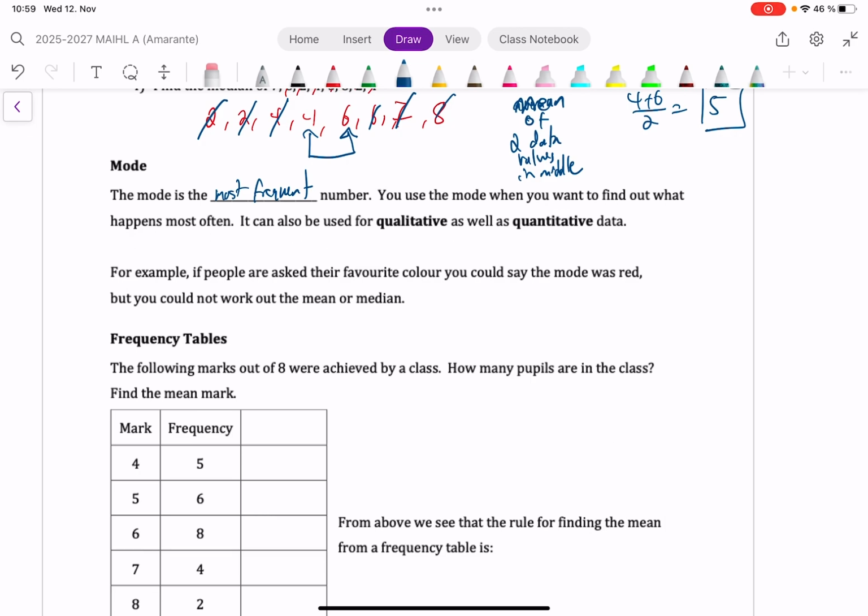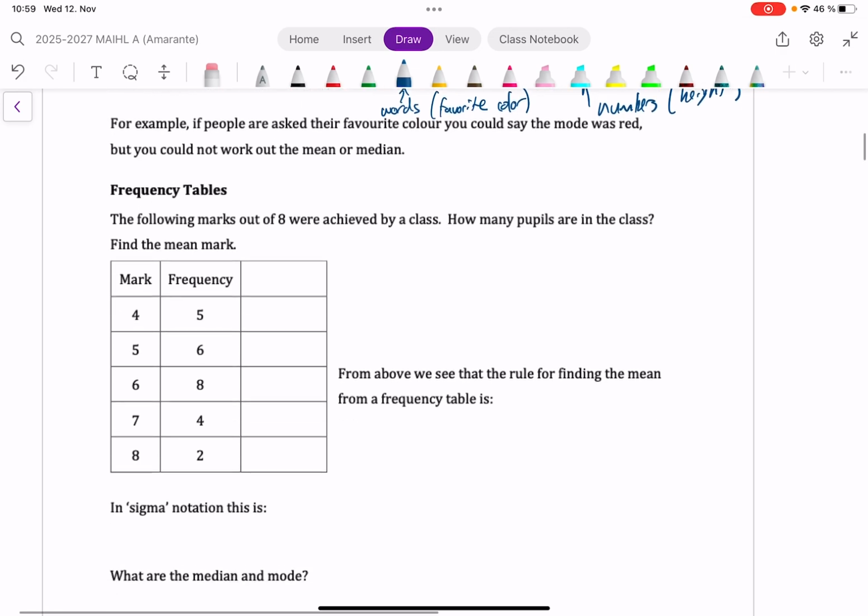It can also be used for qualitative data as well as quantitative, right? And so the difference between these: qualitative data is data that's words, right? Like something like favorite color, right? We can't count your favorite color. It's yellow, red, green, whatever, versus quantitative data, which are numbers, which would be like the height of everybody in class, right? Like those are numbers. That's quantitative data because they're numbers versus qualitative data, which is words.